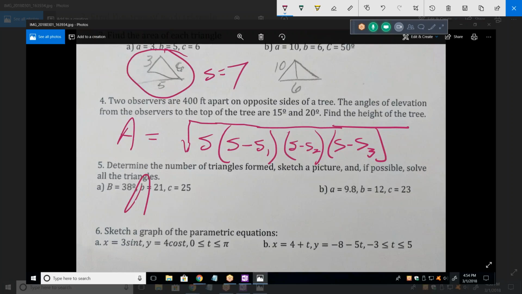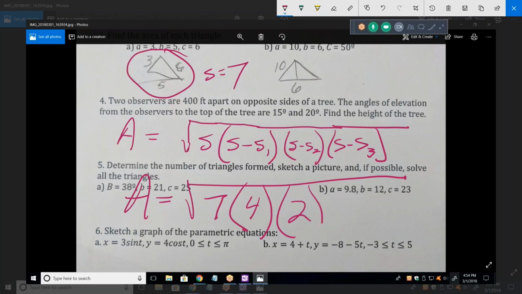Let's see if we can figure out if this makes much sense. So it's 7 times 7 minus 3, which is 4, times 7 minus 5, which is 2, times 7 minus 6, which is 1. So that is the square root of 56. Which is what?